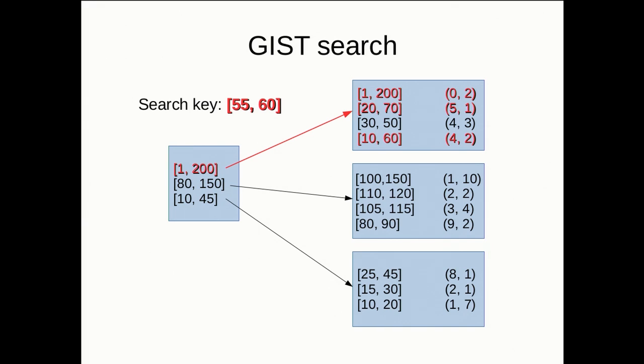But the way it works, when you're writing an operator class for your data type, you have to define a function for when a page gets full and you need to split it. You define the algorithm to split the page and decide which tuple goes on which page. So you have to have a way to somehow separate things that are close to each other and things that are not. And then there's another function you implement for when you're inserting a new tuple, to decide where you put it.